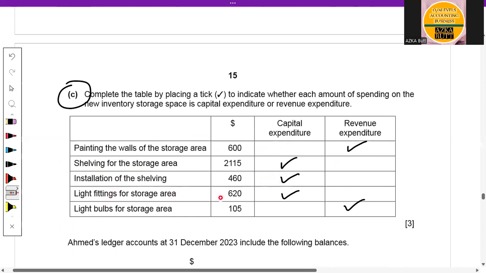Light fittings for storage area. This is also a capital expenditure, because this is a new thing, and these light fittings would remain for a longer period of time. Light bulbs for the storage area. Yes, so light bulbs are recurring in nature. It means that you may have to change the bulbs multiple times in a year. So that's why this is the revenue expenditure.